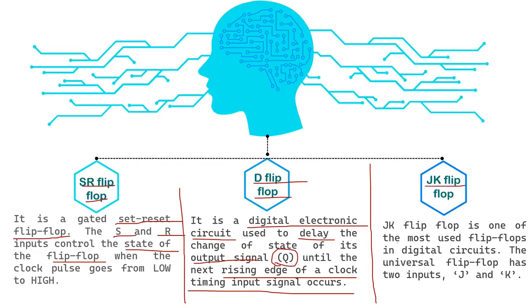Next is JK flip-flop. As I said, it stands for Jack Kilby flip-flop. It is one of the most used, most popular flip-flops in digital circuits, and in universal circuits, a universal flip-flop will have two inputs. One is J and one will be K. So from this we came to know all the universal flip-flops will have JK, and JK is used popularly all over. Okay, this is all about JK flip-flop.